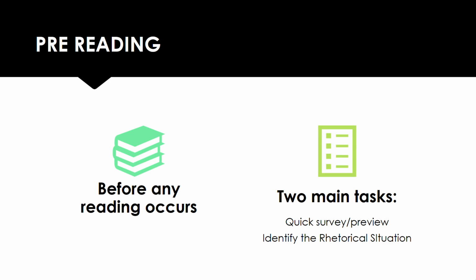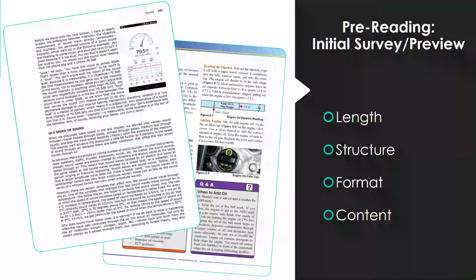There are two main tasks in pre-reading a text, an initial survey or preview, and a more in-depth discovery of what we call the rhetorical situation. Let's take a look at these two tasks.